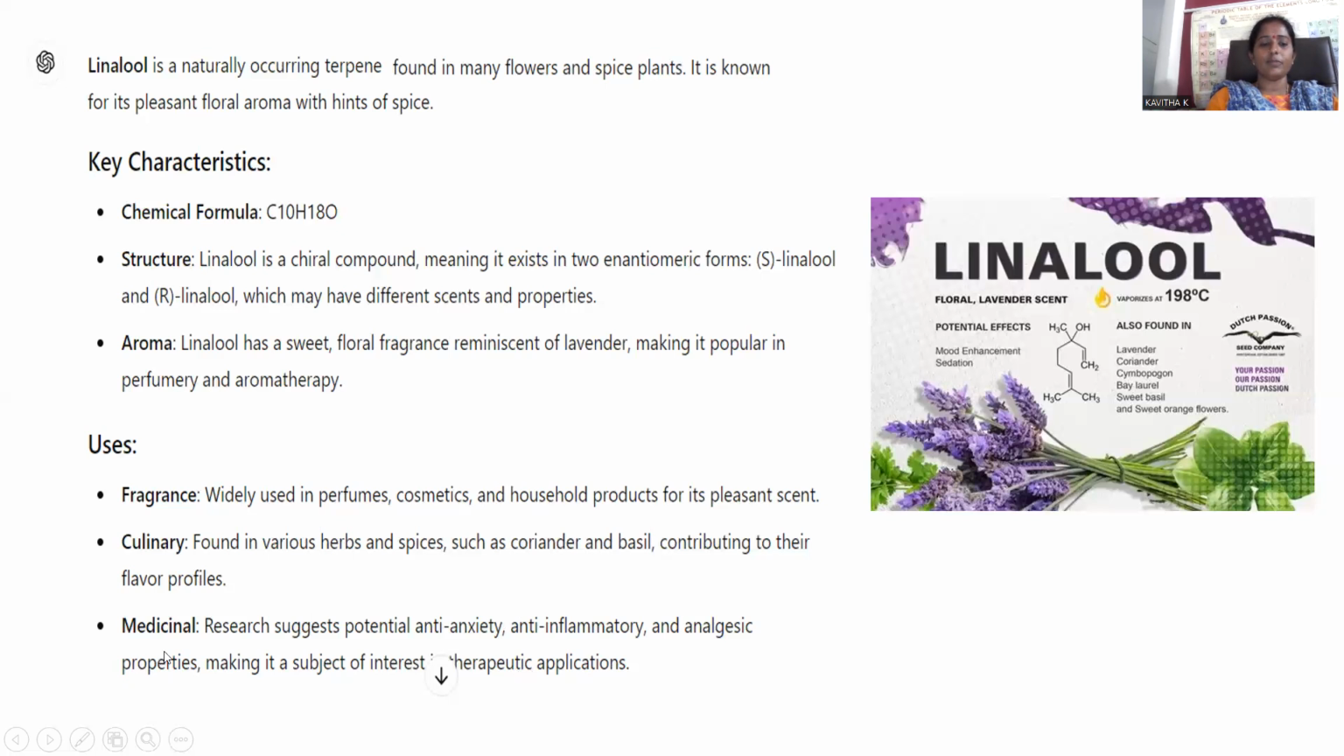And next is about medicinal. Research suggests that potential anti-anxiety, anti-inflammatory, analgesic, making it a subject of interest for therapeutic applications here. So medicinal applications also available over there. Anti-anxiety, anxiety will be mitigated. Anti-inflammatory, pains can be relieved. Analgesic, again, it is a pain relieving and subject to the interest therapeutic application. These are the curative properties available for this linalool.